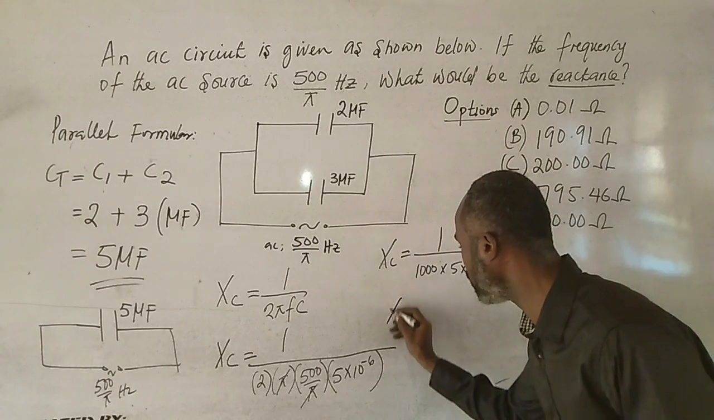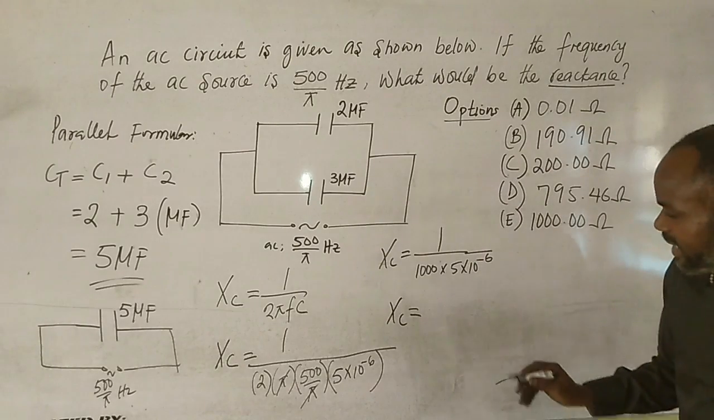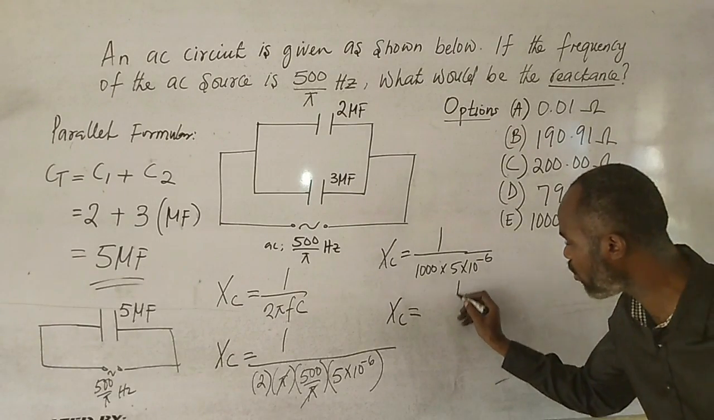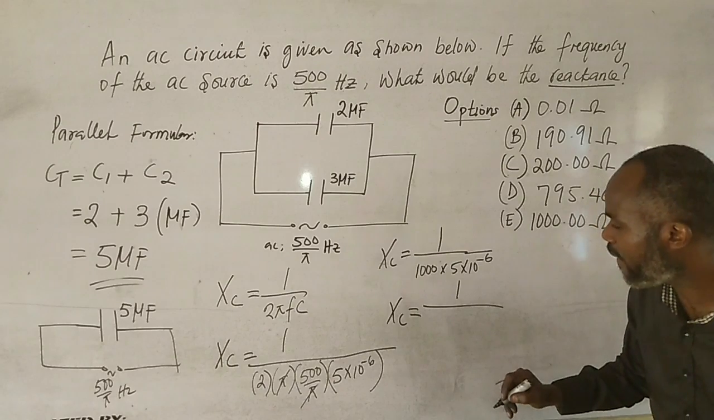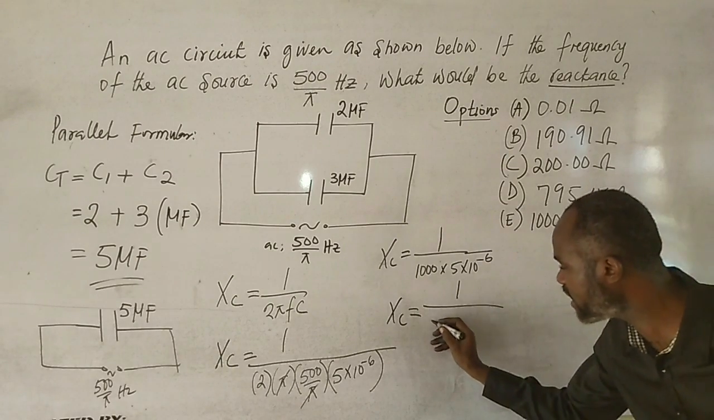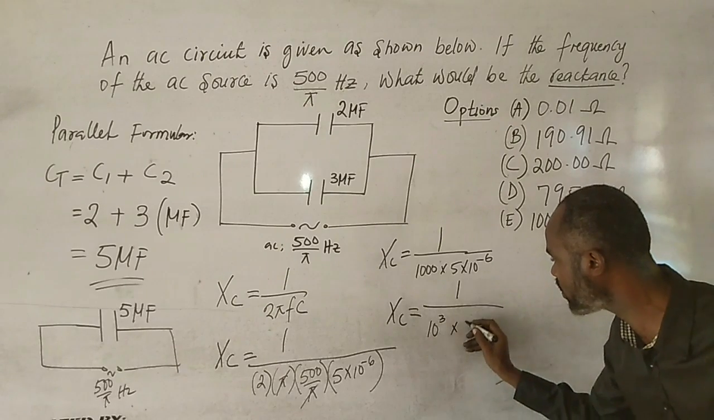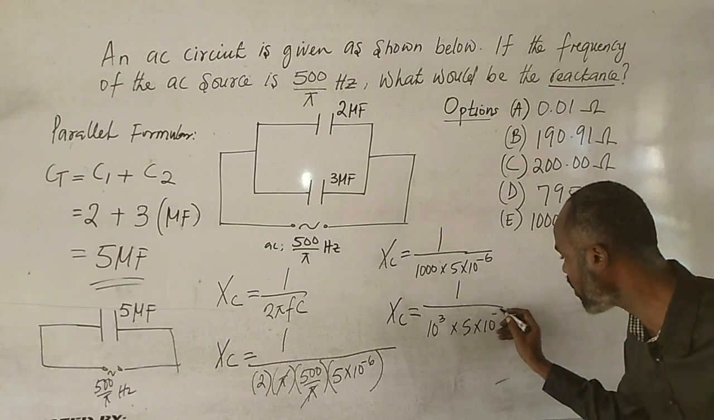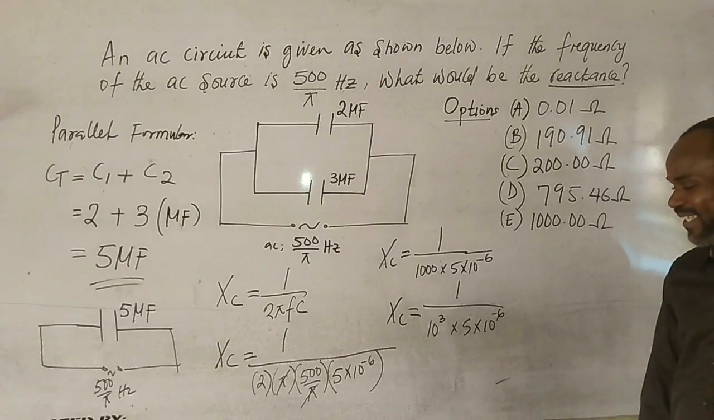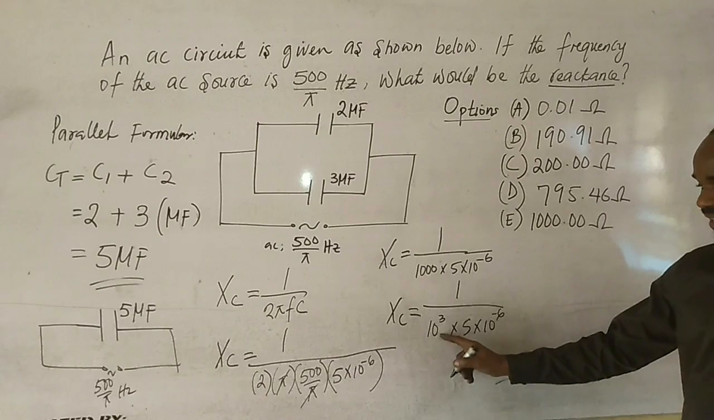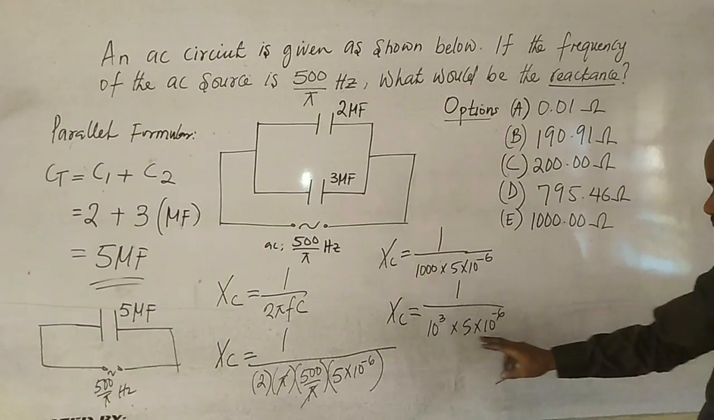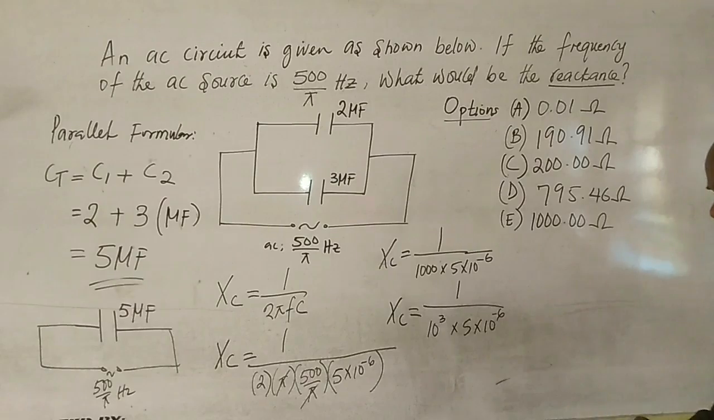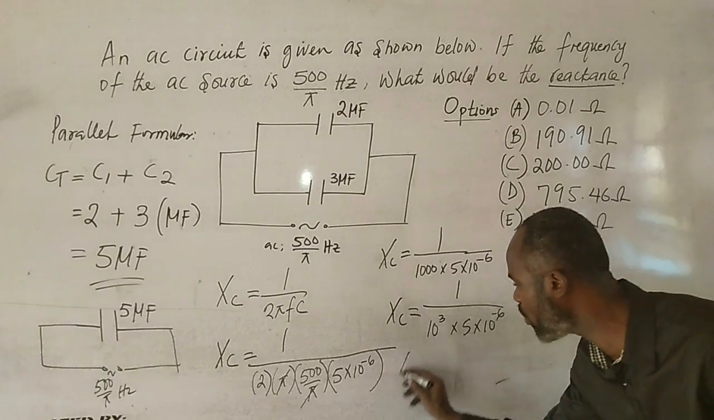Let's go further. Capacitive reactance is equal to 1 all over, and we convert this to standard form. It becomes 10 raised to the power 3 times 5 times 10 raised to the power minus 6. It's becoming more interesting. What do we do next? We consider powers. Of course we can; there is nothing wrong with that.